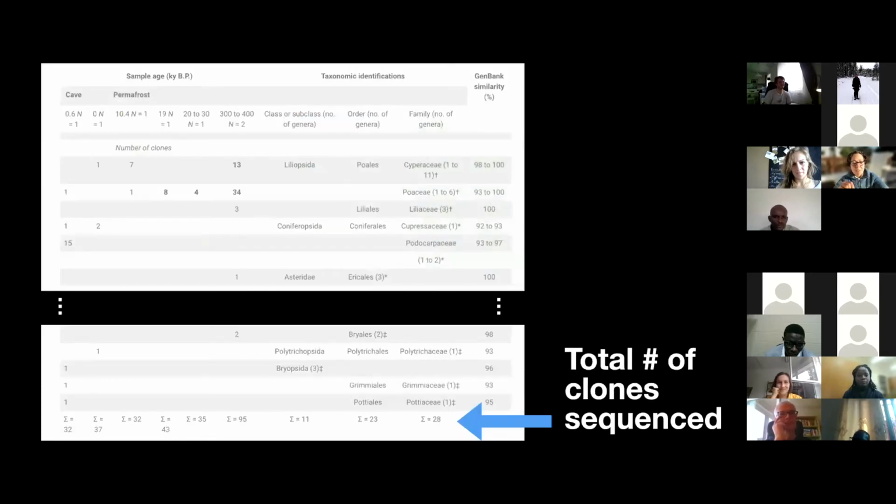And to give you an idea of the size of this data set, here's a table from this paper that shows at the bottom the total number of sequences that we had. 32 sequences for one core, 37 sequences for another. This is absolutely nothing. And yet we came up with this idea that diversity was changing over time and that climate was driving these changes on pretty much no data, that it took forever and was extremely expensive to generate. So this is how it began.